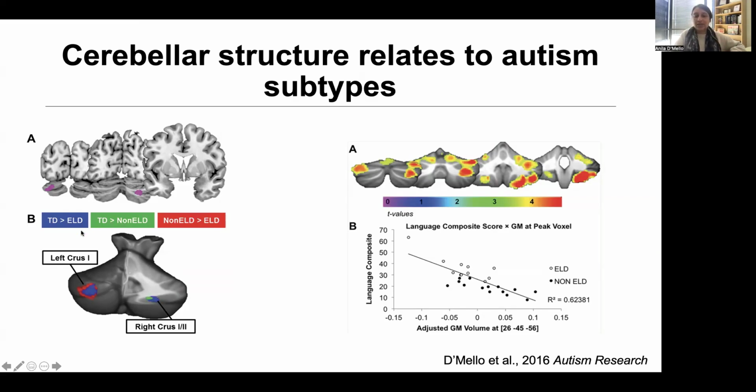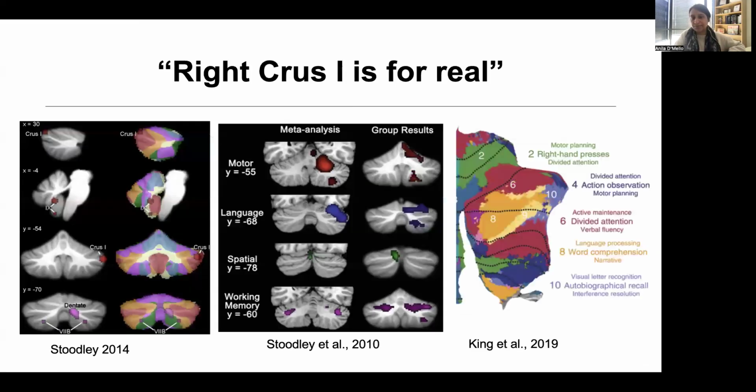It looked like individuals with early language delay had this kind of double hit, this bilateral hit in Crus I and Crus II that was associated with their language delay. And in fact, the degree of gray matter reduction in some of these posterolateral regions was associated with their language onset. So more gray matter reduction was associated with a later age of language onset.